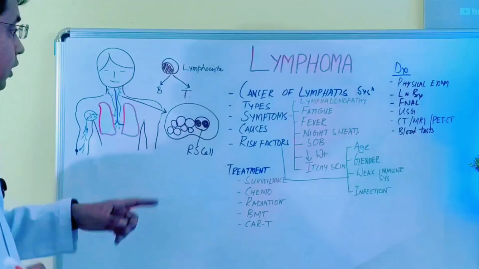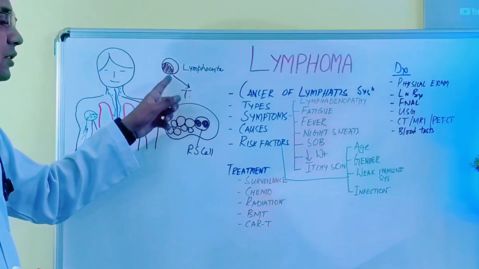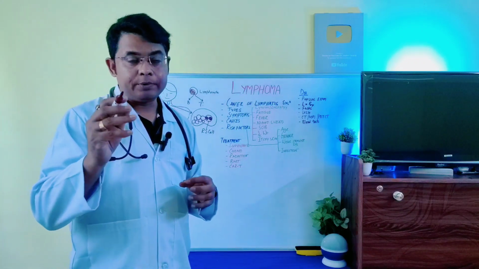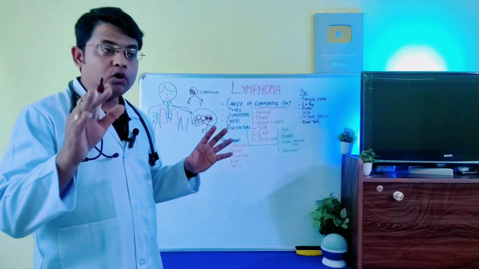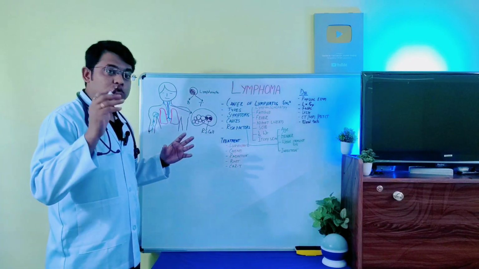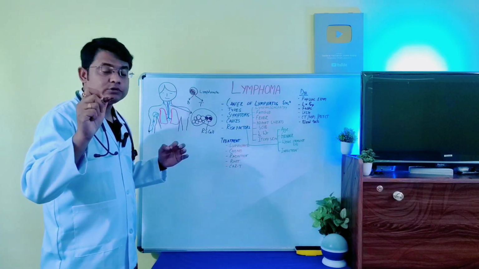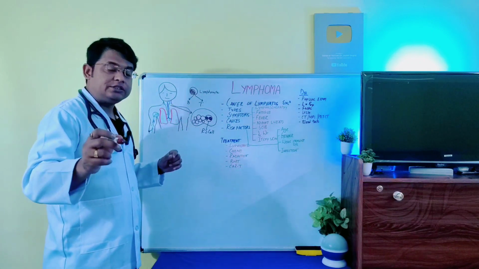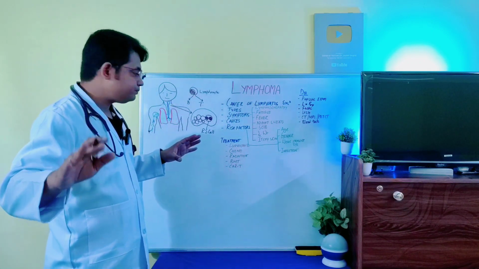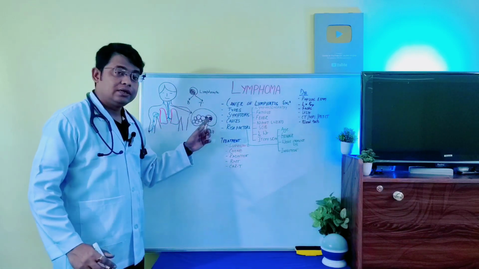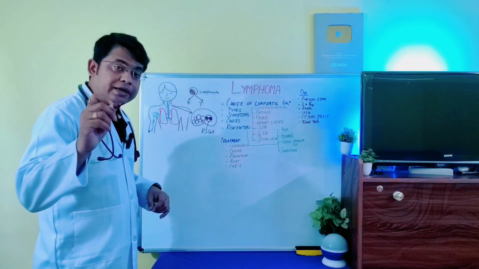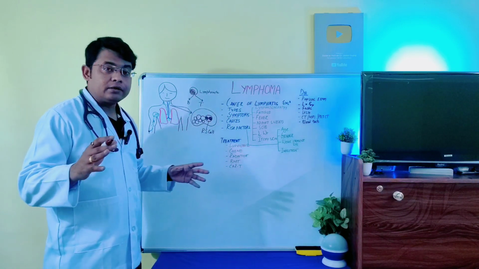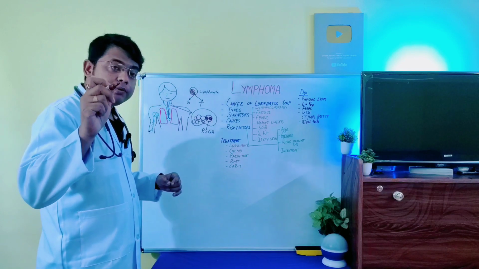It is of two types. One is B lymphocyte, another is T lymphocyte. Now B lymphocyte helps to build immunity by producing antibodies. As we know that antibodies are those chemicals which help to fight against the various organisms like bacteria, viruses, parasites, etc. And T cells, they are also helpful in building immunity by building a cell mediated immunity.